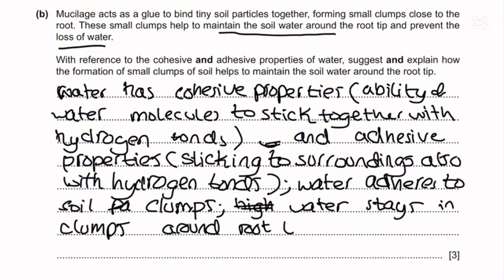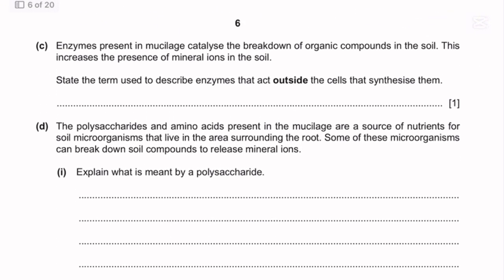Okay, this moves me on to C. Enzymes present in mucilage catalyze the breakdown of organic compounds in the soil. This increases the presence of mineral ions in the soil. State the term used to describe the enzymes that act outside the cell that synthesize them. These are extracellular enzymes.